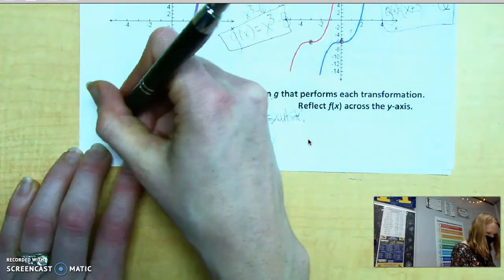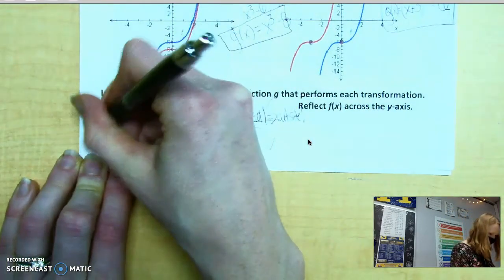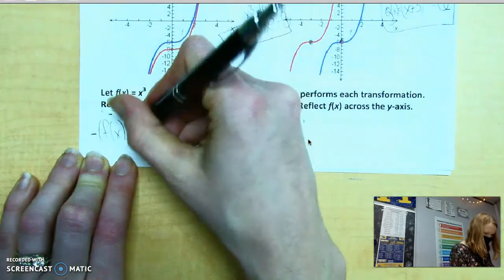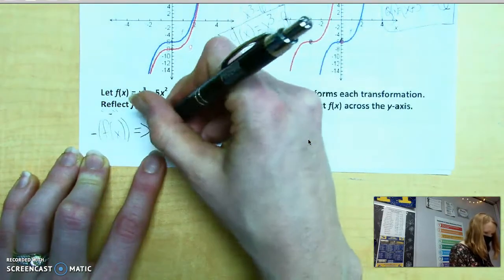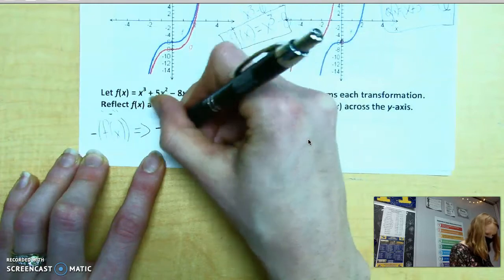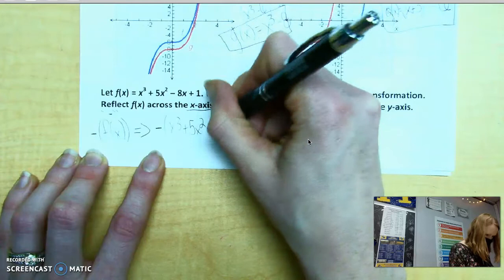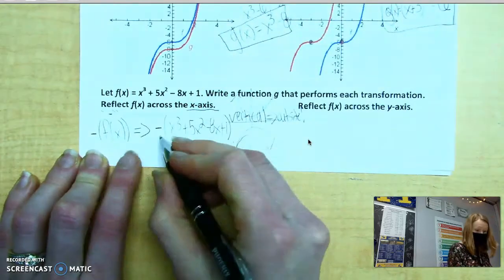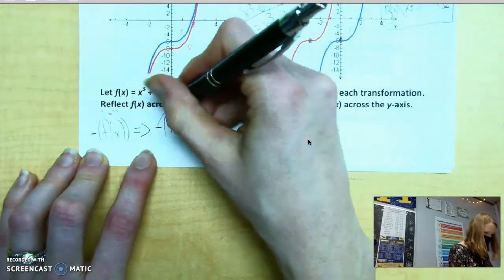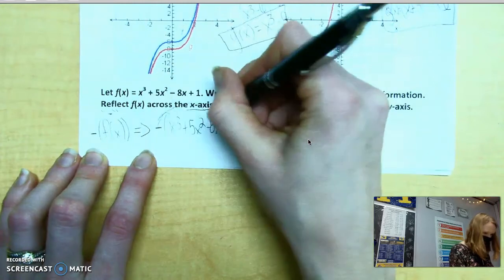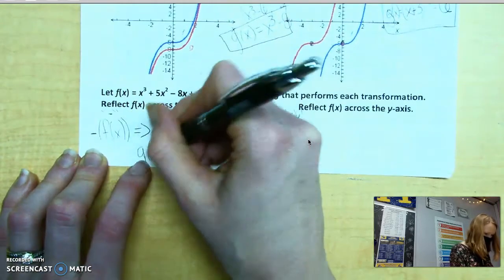So what I'm going to do is take my f of x, and on the outside of that function, I'm going to put a negative. So if I were to actually do that, I have my f of x. I know it's x cubed plus 5x squared minus 8x plus 1. And on the outside of that function, I have to apply the negative, which means I need to actually distribute that to get g of x.